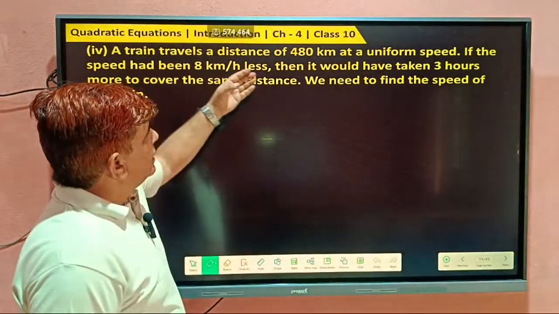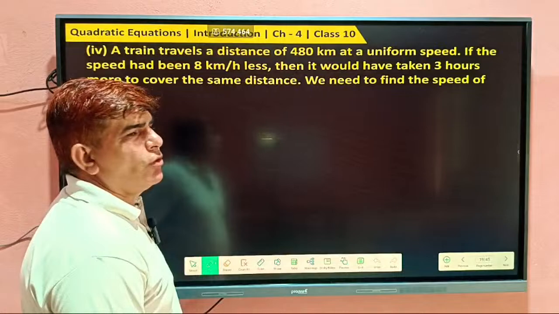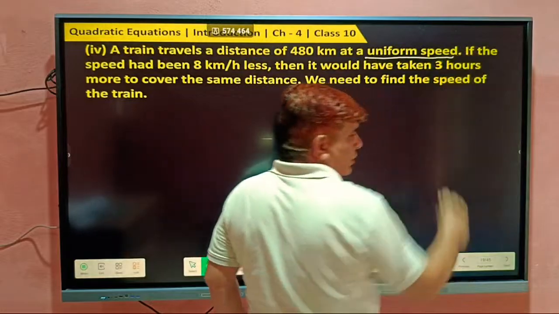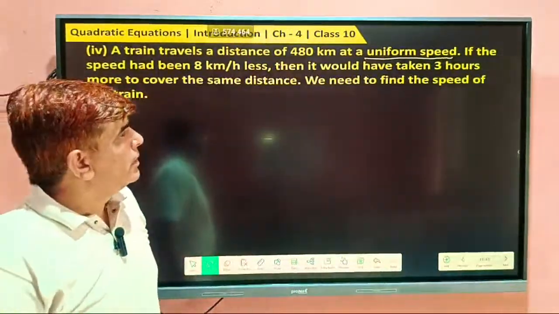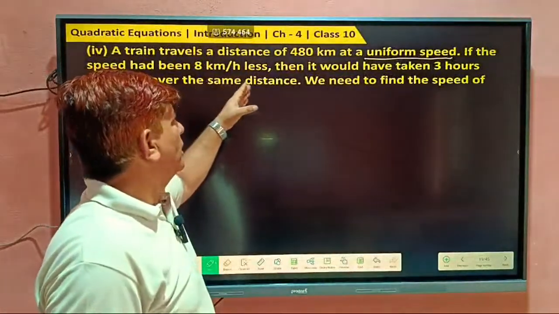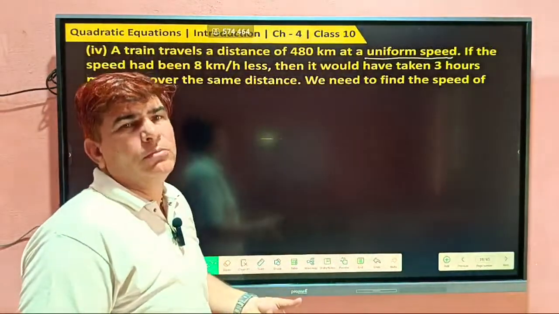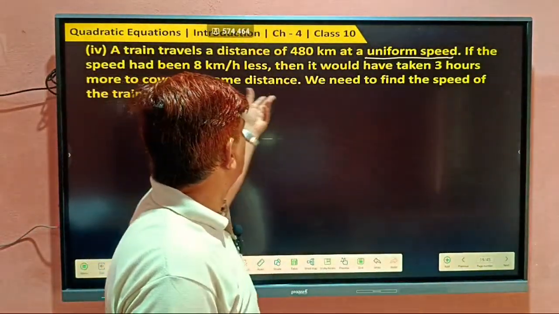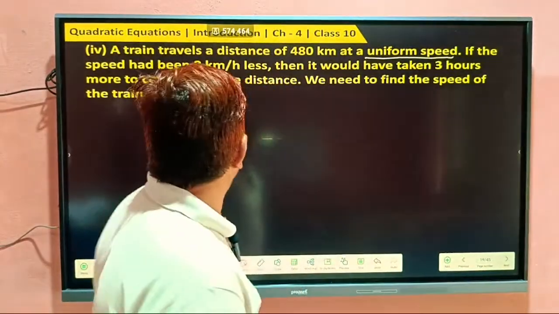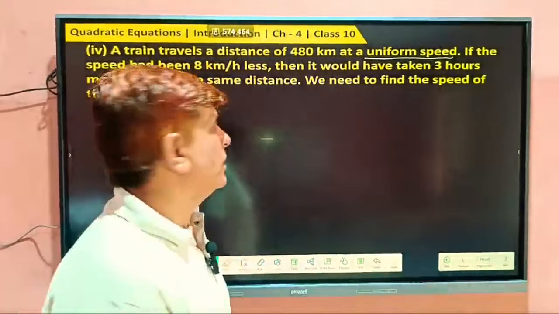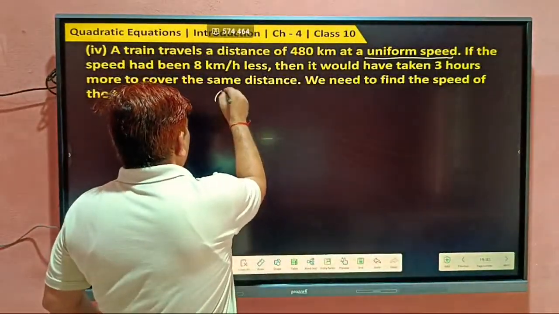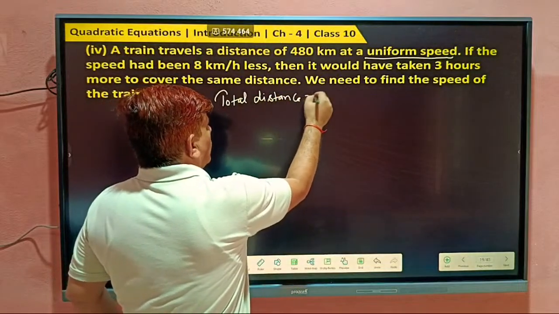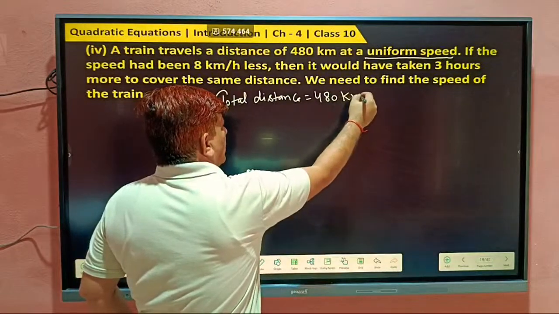A train travels a distance of 480 km at uniform speed. Uniform speed means equal speed. Speed does not increase, does not decrease, the same speed. If the speed had been 8 km less, if speed decreased by 8 km from the original speed, it would have taken 3 hours more to cover the same distance. We need to find the speed of the train. We have to prepare an algebraic expression. So total distance, how much? 480 kilometers.